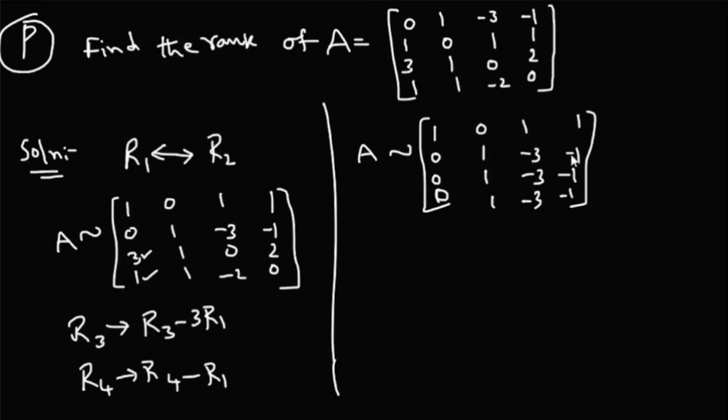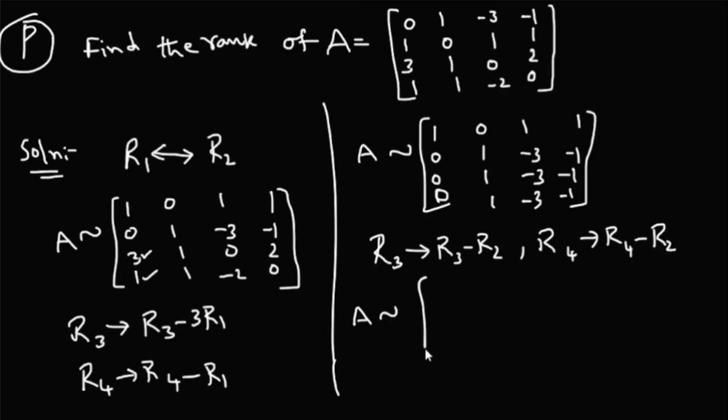Now if you observe, R2, R3, R4 are all same. Right? Now I can make R3 and R4 zero. R3 implies R3 minus R2, because we have to use R2 to convert these two entries to 0. Right? R4 implies R4 minus R2.